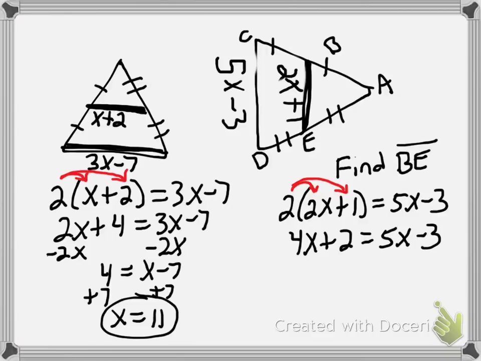Alright, well now, again I got x's on both sides, so I'm going to move the smaller one. So minus 4x to both sides. So I get 2 is equal to x minus 3. Again, I add 1 to both sides. Oh, sorry. Adding 3 to both sides.